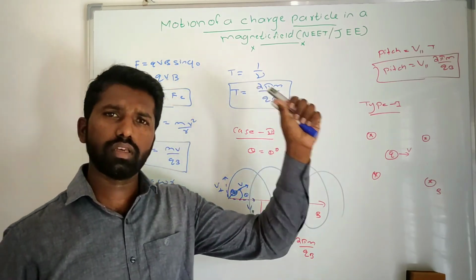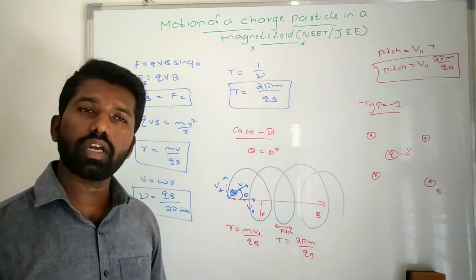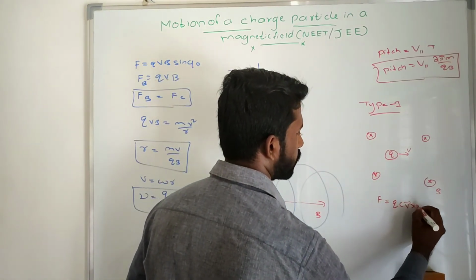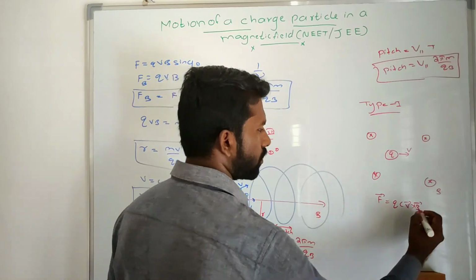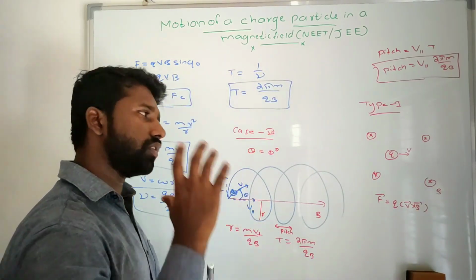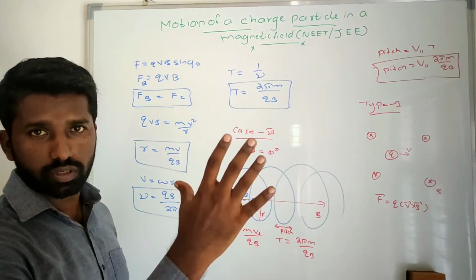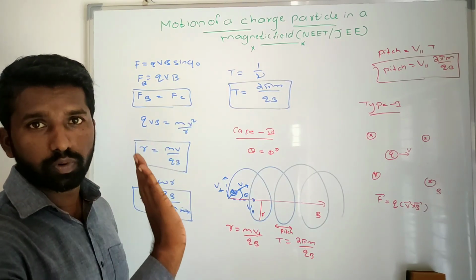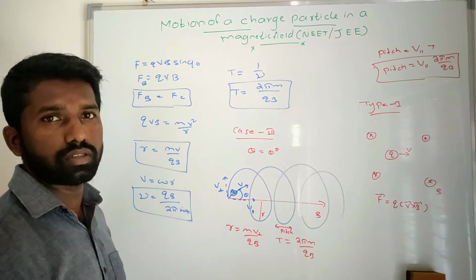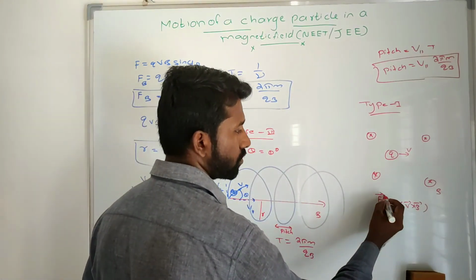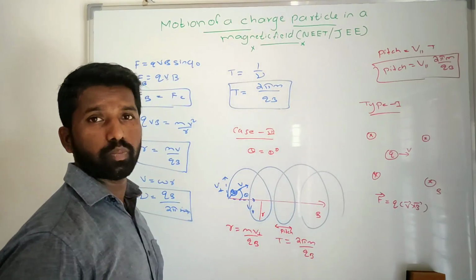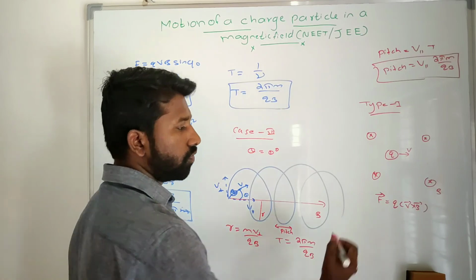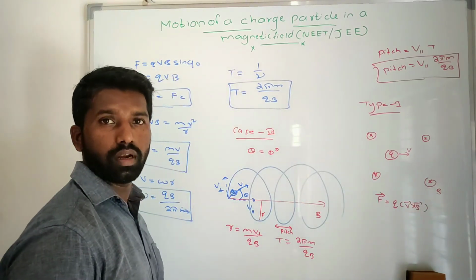Normally, in general thinking, if there is a force acting, what is that force? F is equal to q into v cross B. So normally you think that if there is a force, that force will change the velocity, so the option is velocity increases or decreases. Don't answer like that. Here you see this. What is the direction of this force? This force is always perpendicular to the velocity. So here the angle between force and velocity is 90 degrees.